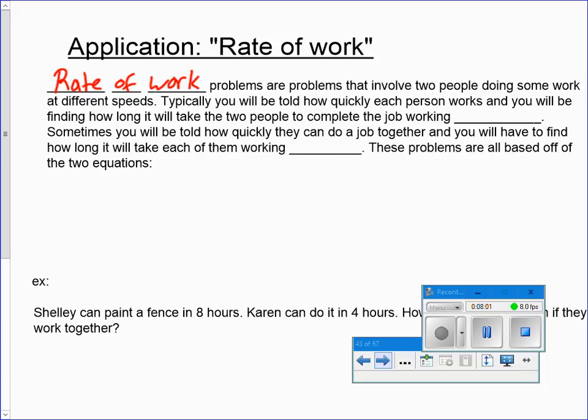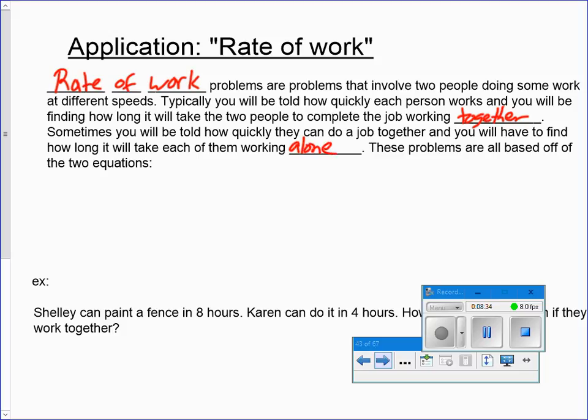So the setup for these problems usually is you have 2 people doing the same job. And sometimes you know how fast each one of them can do it on their own, and you want to find out how quickly they can do it together. Or the opposite, you want to find out how long it takes one of them to do it on their own. So sometimes we don't want to know how long it will take them working together. Sometimes we want to know how long it will take each one of them working alone.